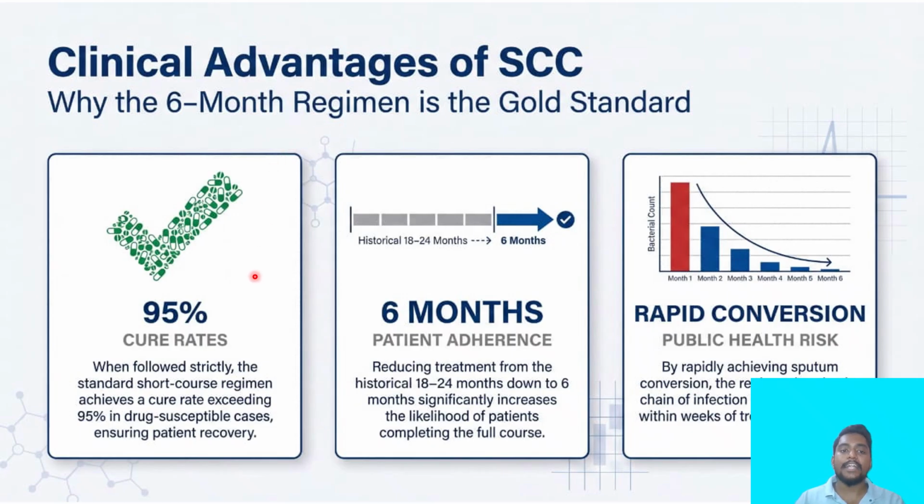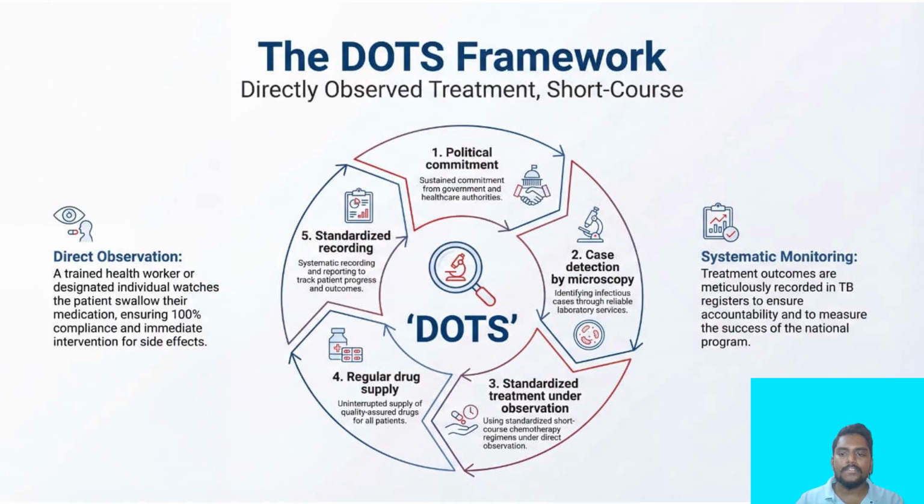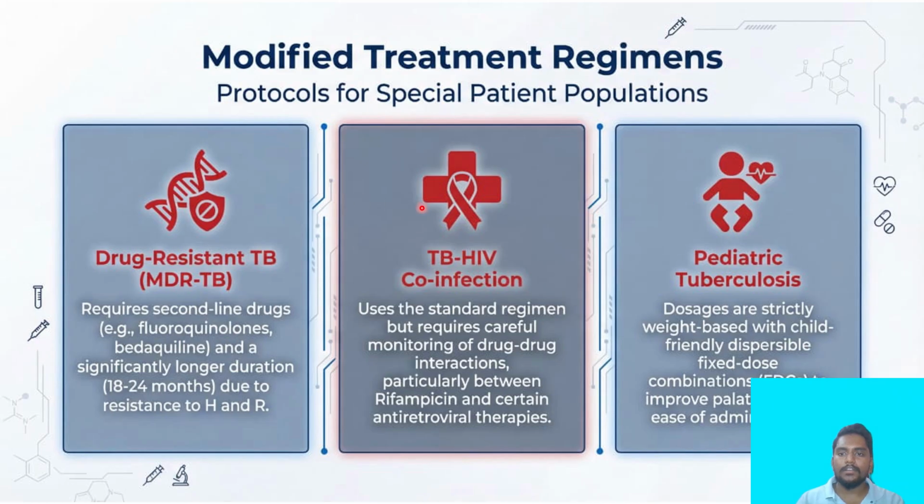Now, what are the advantages of this short course chemotherapy? That is going to be a 95% cure rate. And it should have patient adherence, rapid conversion, and public health benefit. So you have to write about the 95% cure rate. Then you will talk about how regularity and compliance are necessary, and that it has to cover multiple metabolic states.